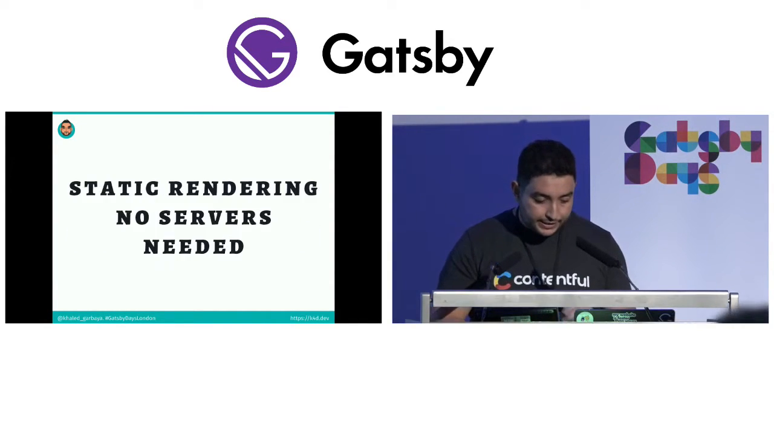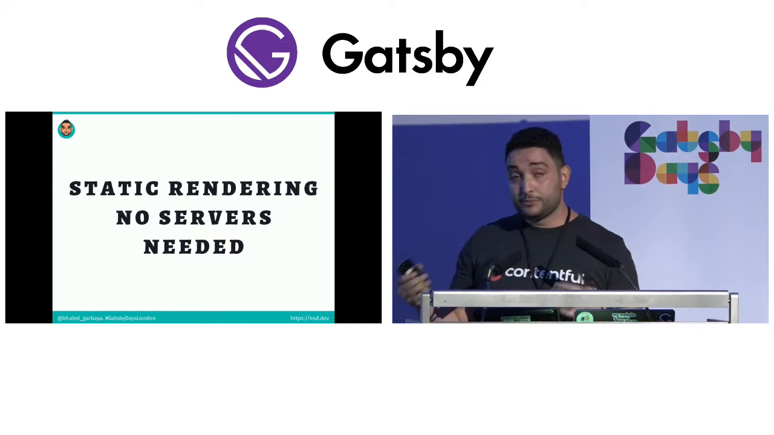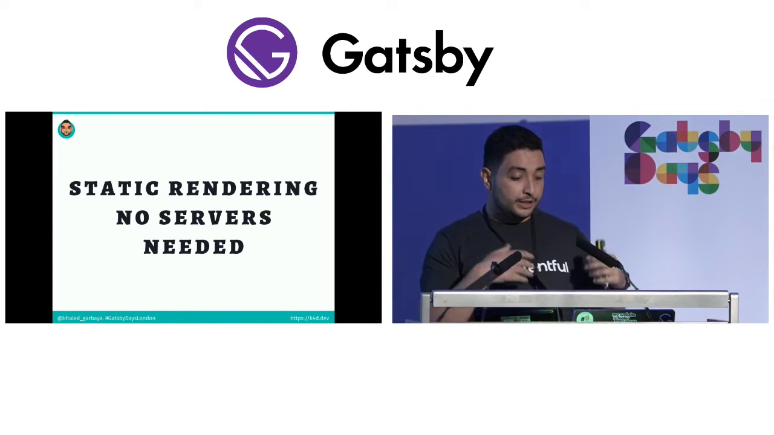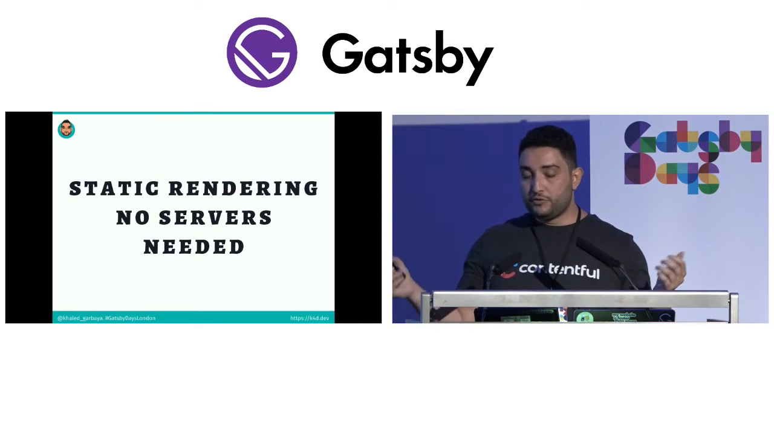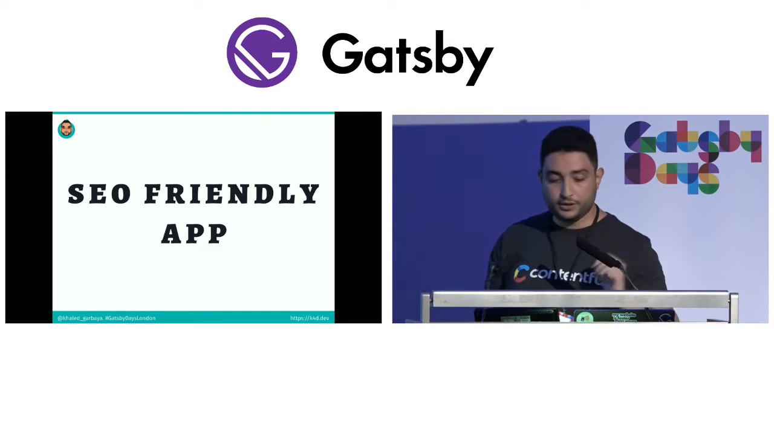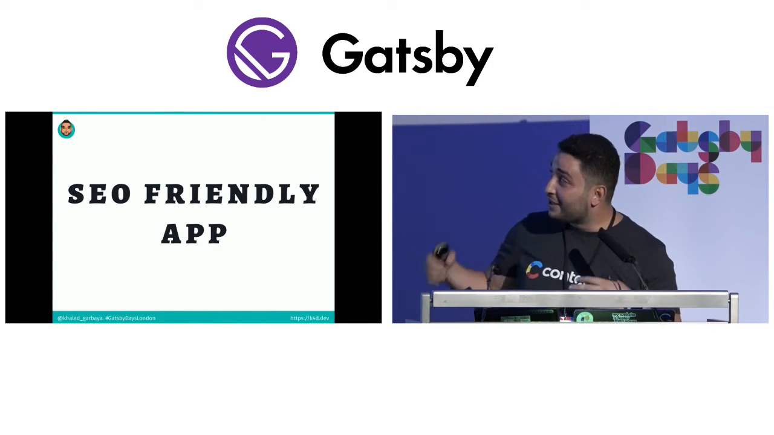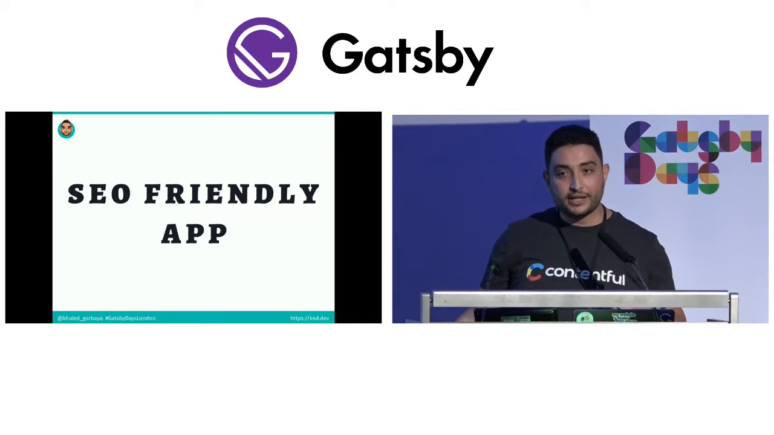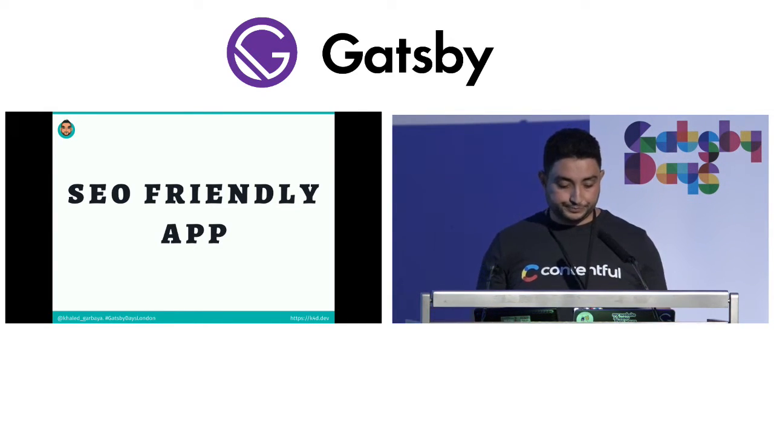So first thing is static rendering. So no server is required. Static rendering will happen at build time. You get all the static HTML. You can throw it into a CDN, and boom, you have a website. And that will lead to an SEO-friendly app. So your app will be SEO-friendly, and when a bot hits your app, it will get some content.